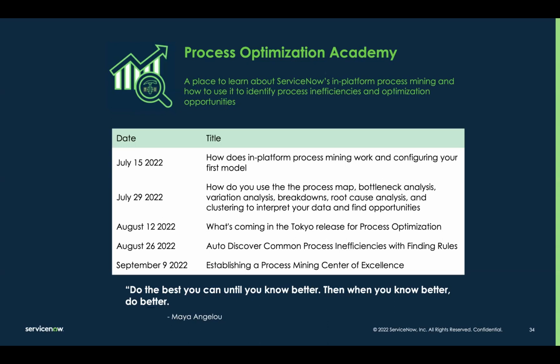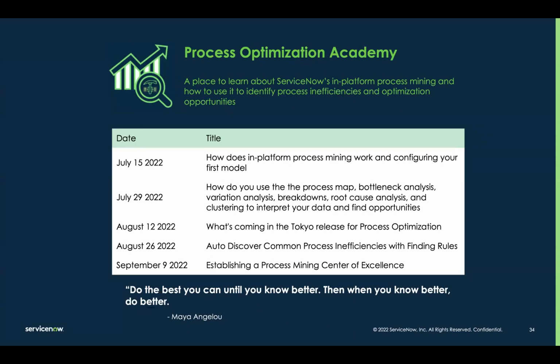And then for the next session in 2 weeks, I thought we'd spend more time on some of the different analytical capabilities in terms of the process map itself and navigating that, bottleneck analysis, variation analysis, root cause, some of those findings. So all the different ways that you can interpret the data and find opportunities, we'd spend time on that.